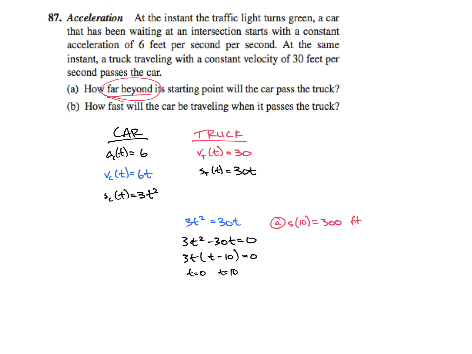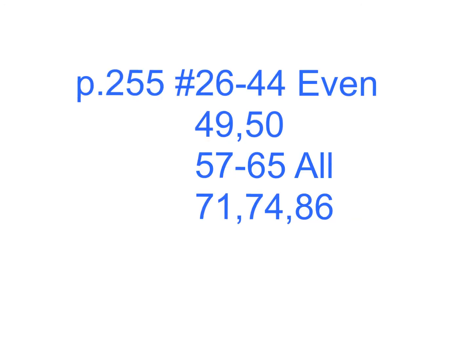All right, let's look at part B. How fast will the car be traveling when it passes the truck? All right, so what do we actually need to get to? Speed, but in this case, it's going to work out nicely. We need to find the velocity of the car at 10 seconds. And so what would be the velocity of the car at 10 seconds? 60 feet per second. All right. Enjoy.